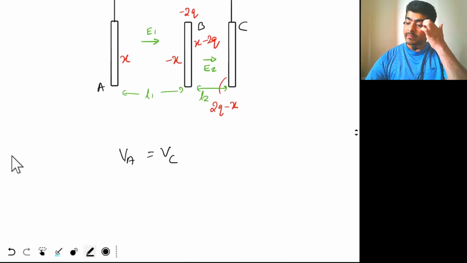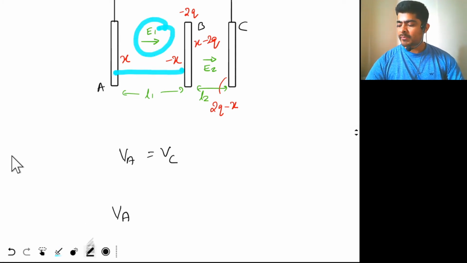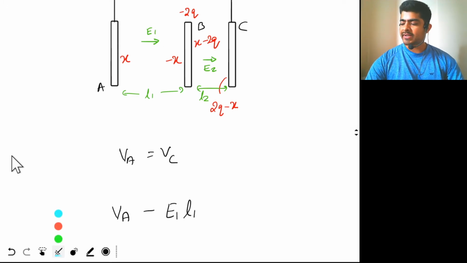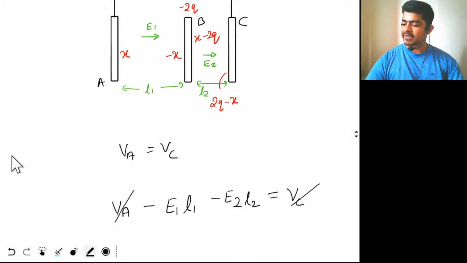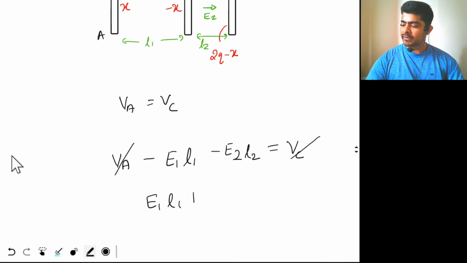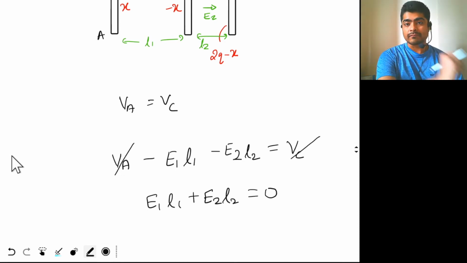That means if I start from here, I go along this direction. My starting potential is VA. I go along this direction in the direction of field. Because of going in the direction of field, my potential will decrease by E1 L1. I reach this plate, then I go in the direction of field E2, so minus E2 L2, and I reach the final plate C. So this is equal to VC. But since VA is equal to VC, they cancel each other, and I get E1 L1 plus E2 L2 equal to 0.